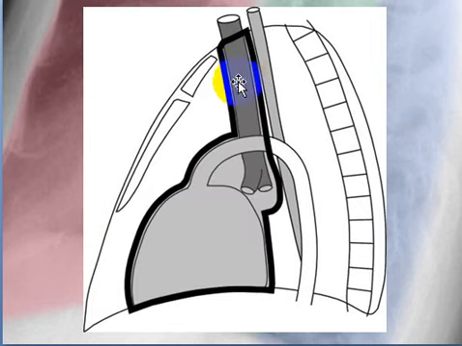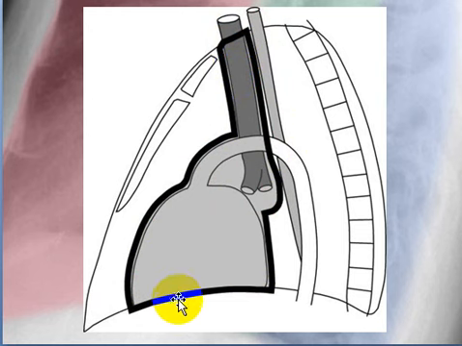Here we see the middle mediastinum is bounded anteriorly by the pericardium and posteriorly by the pericardium and posterior tracheal wall, superiorly by the thoracic inlet here and inferiorly by the diaphragm.